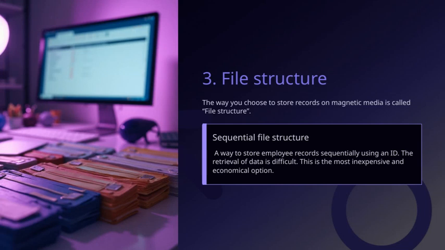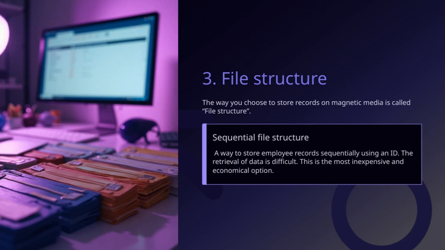Now, let's talk about a way to store employee records sequentially using an ID number. This method is quite straightforward. Think of it as lining up the records one after another in the order of their IDs. It's simple and inexpensive, making it a popular choice when budget is a concern. However, it's important to remember that retrieving specific data can be a bit of a challenge with this setup. Since the records are in sequence, finding one particular record might require searching through a lot of data before reaching the right one.